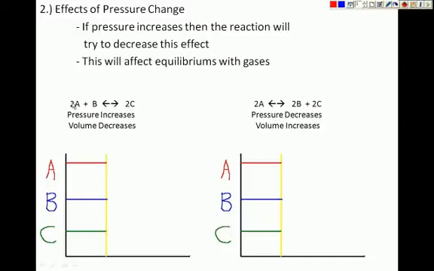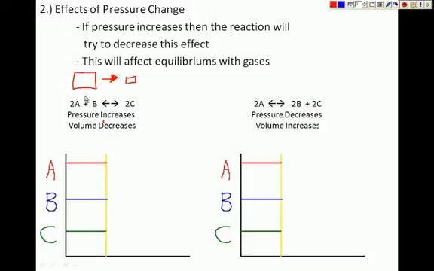And let's take a look at this one right here. So we have 2A plus B making 2C. So this is two gases, 2A gas, and this is B gas, and making C gas. So if the pressure increases, then the volume decreases. So what I like to think of is that our equilibrium is taking place in a box. And what is happening, the pressure is being increased, and that box that the reaction is taking place in just got smaller. Okay, so the pressure increased, or in other words, the volume decreased.